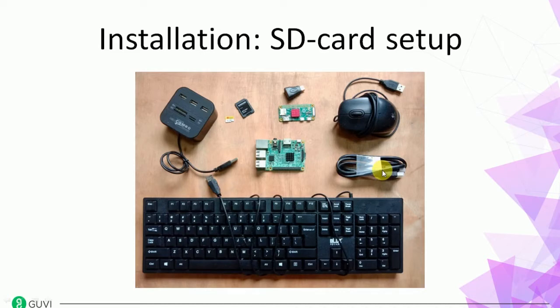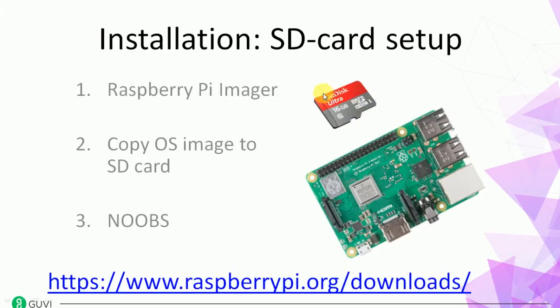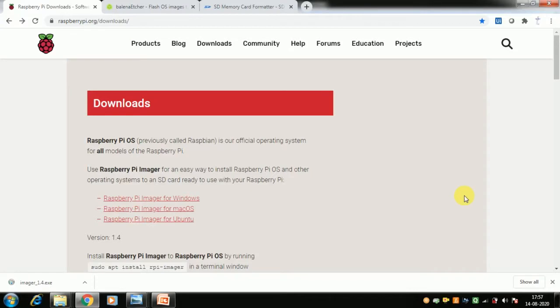Okay, and there are actually three ways to set up your card. One is Raspberry Pi Imager, the second is copy OS image to SD card, third is Noops. Noops stands for new out of the box software, and you will get all the downloads from here. So here we are in the Raspberry Pi downloads. So follow this path here.